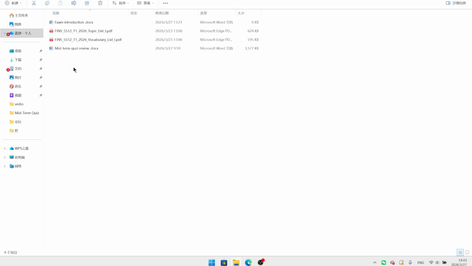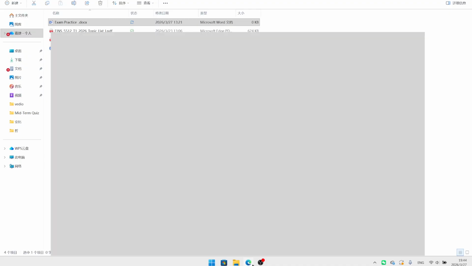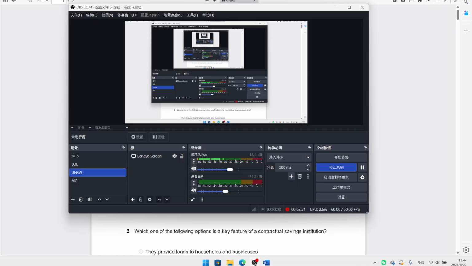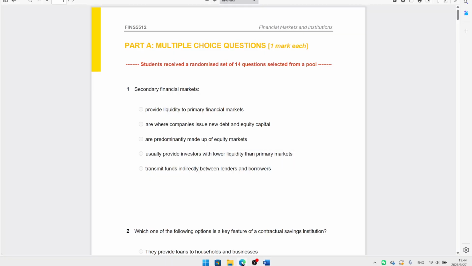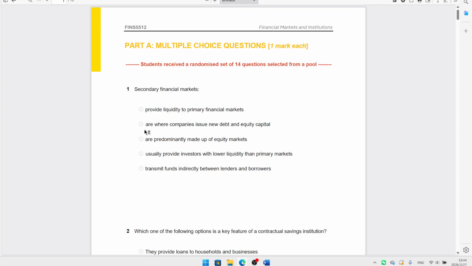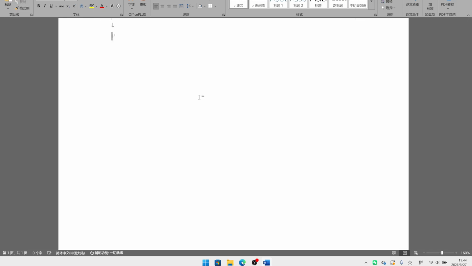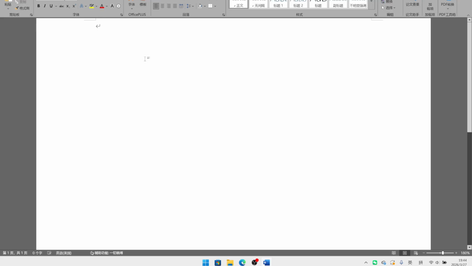practice it. We can see that I can open a midterm quiz exam introduction. So let's use this exam. Let's use the practice exam. So we can see that in this part, we can use the word to make a word. So let's go for it.